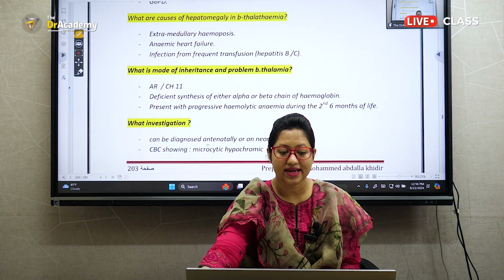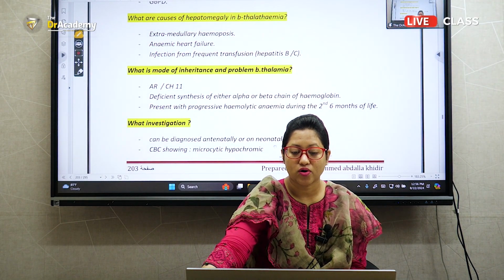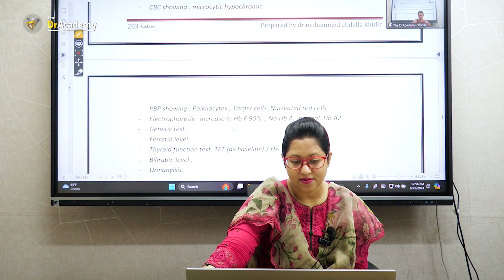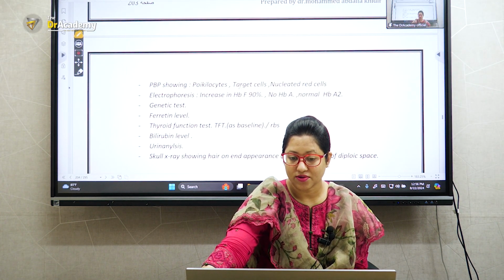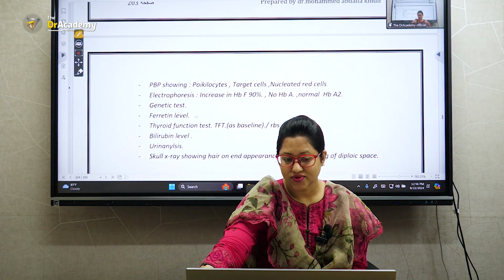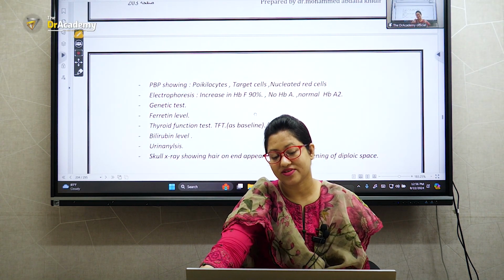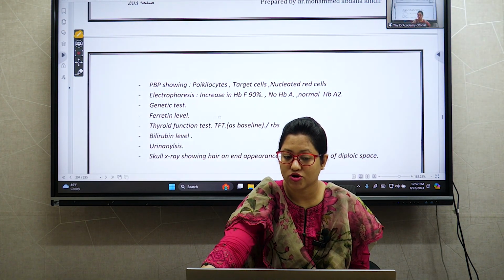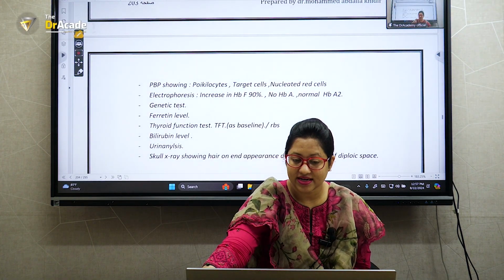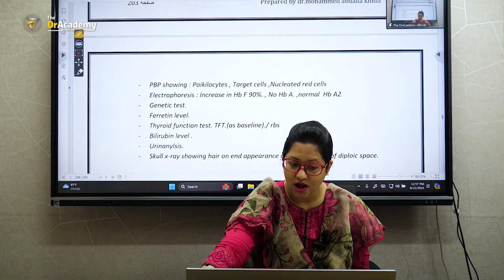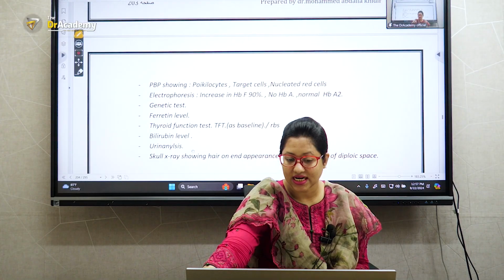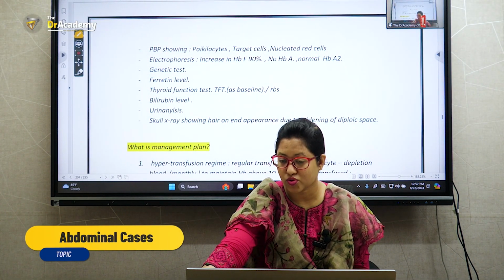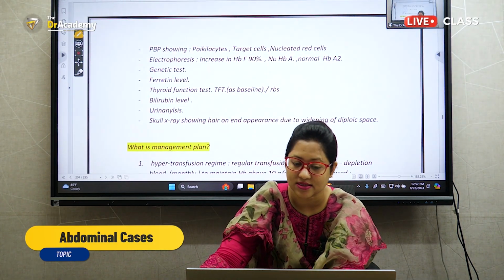What investigation can diagnose it antenatally or on neonatal screening? CBC showing microcytic hypochromic anemia. PBF will show poikilocytes, target cells, nucleated red cells. Electrophoresis will show fetal hemoglobin 90%, no adult hemoglobin, and normal hemoglobin A2. Genetic testing, ferritin level, thyroid function test, these are common. And bilirubin level, urine analysis, skull x-ray showing hair-on-end appearance due to widening of the diploic spaces.